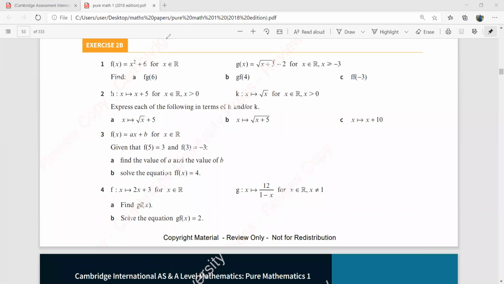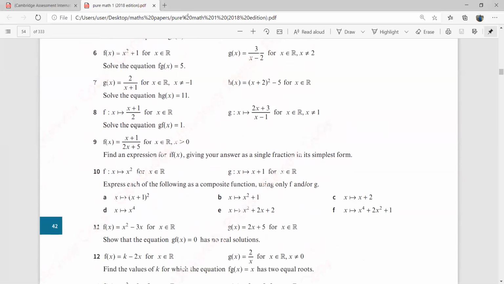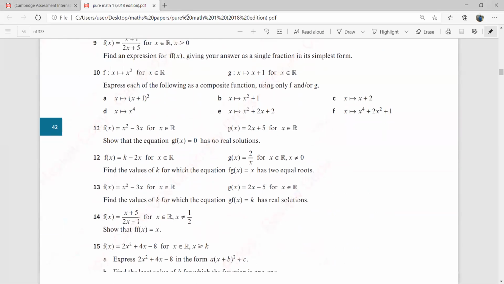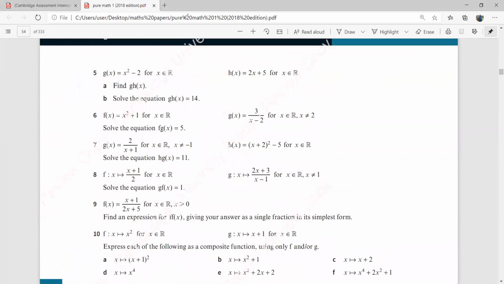So you can try this exercise 2B. You can go up to maybe question number 10, 11. You must try this up to the 10th question. I'll talk about this inshallah in tomorrow's class. So this composite function was a very simple and a very short kind of subtopic under this topic of functions.